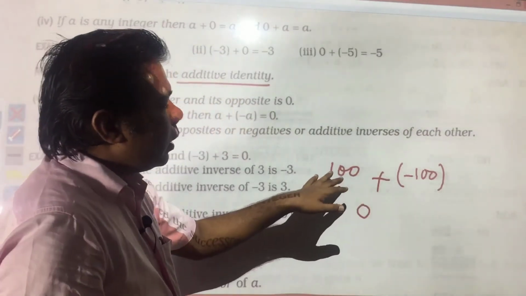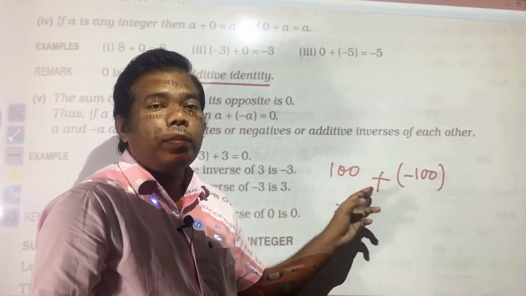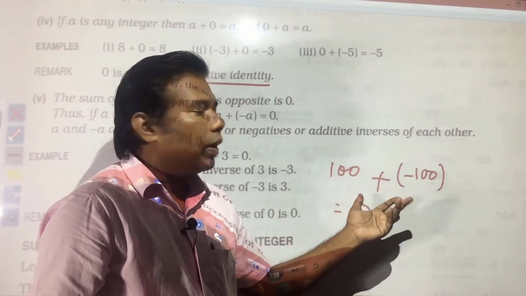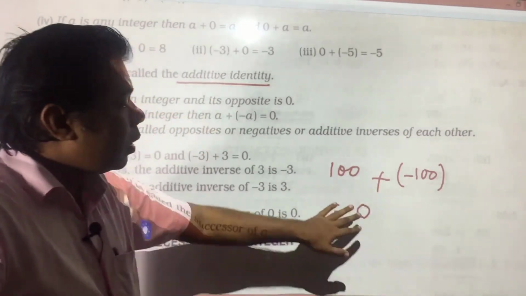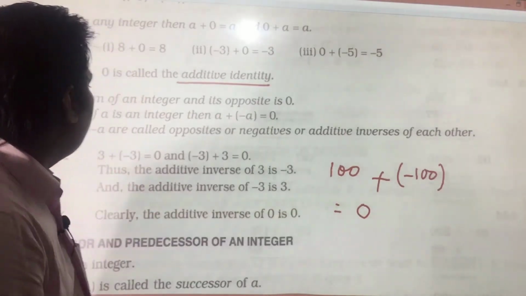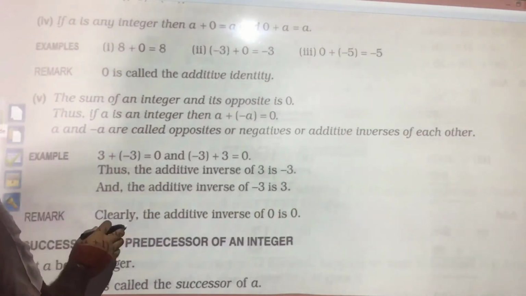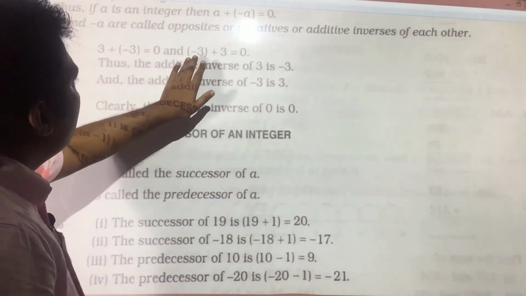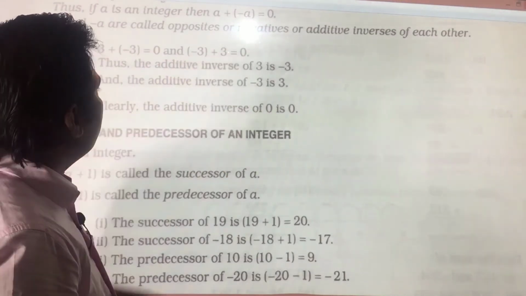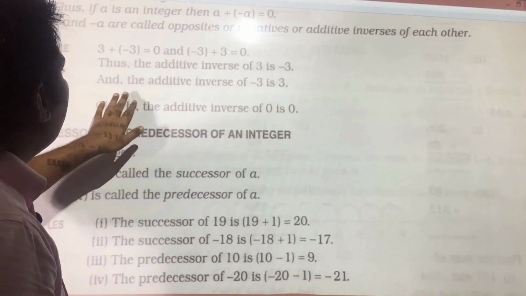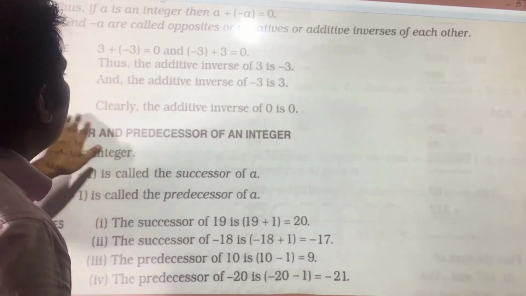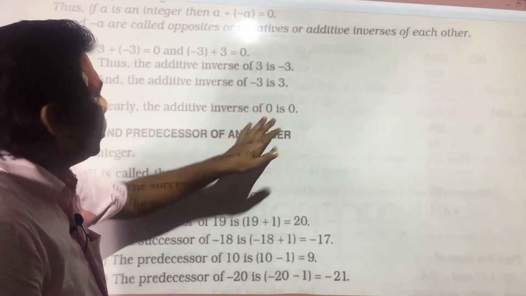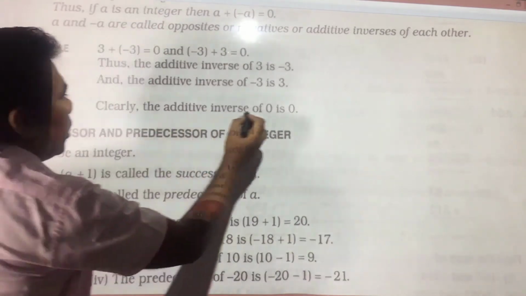So, if any two integers have opposite signs and the same value, and you add them, the answer you will get is 0. Here you can see 3 plus minus 3 is equal to 0, minus 3 plus 3 is equal to 0, and that is why the additive inverse of 0 is 0. Remember this one thing.